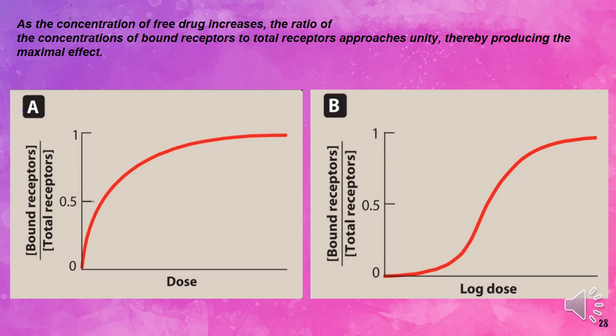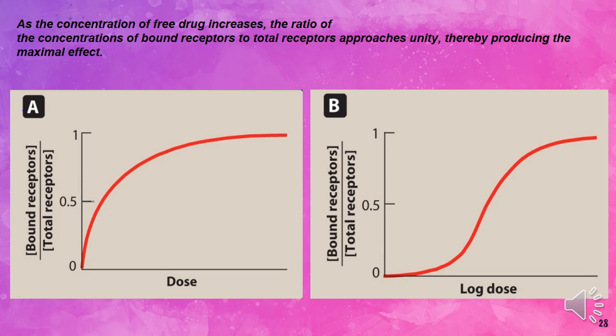Here, C. As the concentration of free drug increases, the ratio of the concentration of bound receptors to total receptors approaches unity, thereby producing the maximal effect. If we see that free drug is increased in the in vitro system, that means all of the receptors are bound. There are no more receptors to give any intrinsic activity or biological response. That is a very good thing. Okay? And we have attained the maximum magnitude of our response. Increasing the dose, giving superfluous dose in the body is of no use now. We have got what was needed.